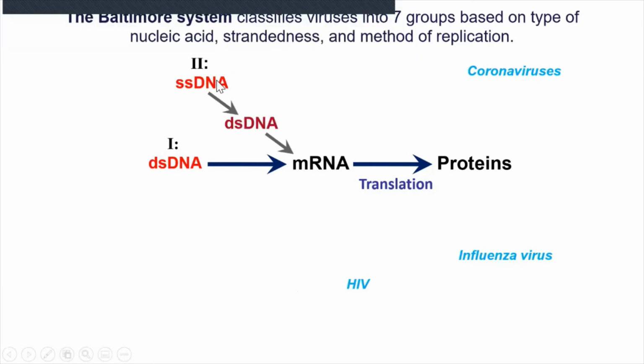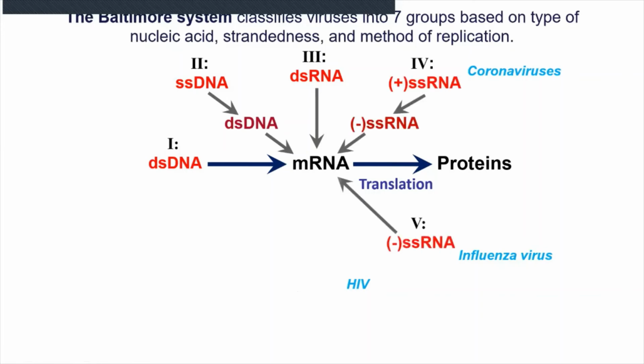Group 2 are single-stranded DNA viruses, and they have to make their DNA double-stranded before they can go through the whole system. Group 3 are double-stranded RNA viruses, so they're skipping the DNA step entirely. Groups 4 and 5 are single-stranded RNA viruses. This includes the coronaviruses, which we are going to talk about, and the influenza viruses, and there's plus and minus stranded viruses. I'm not going to get into the particulars there.